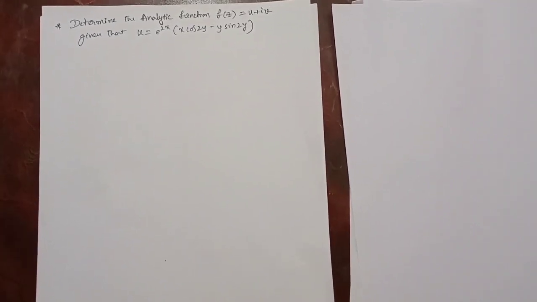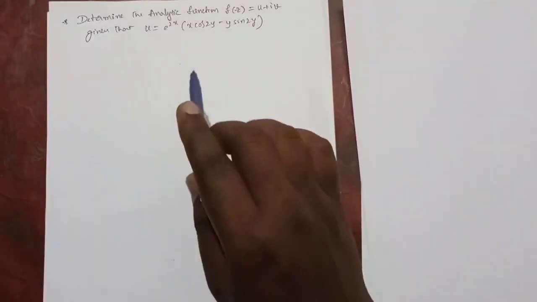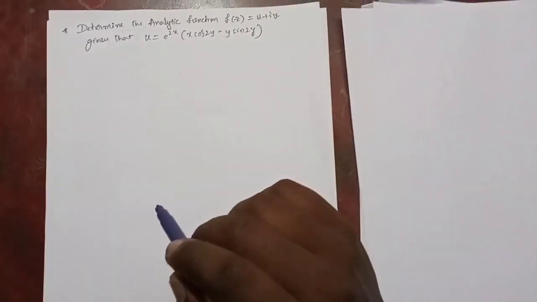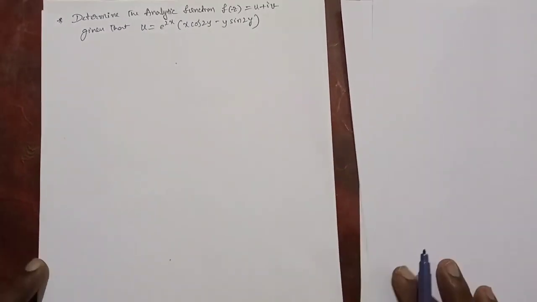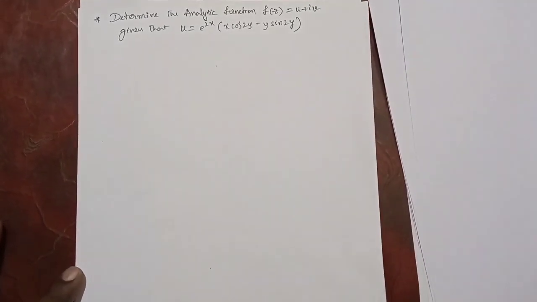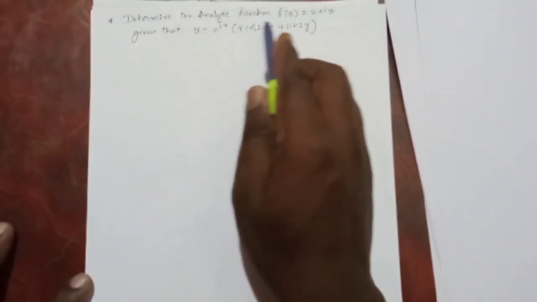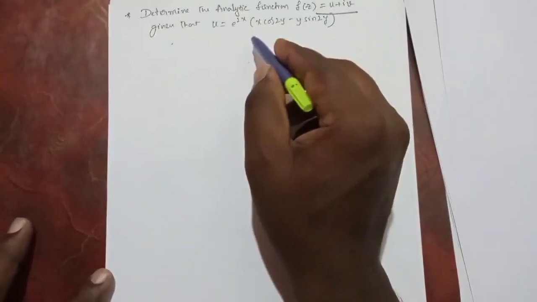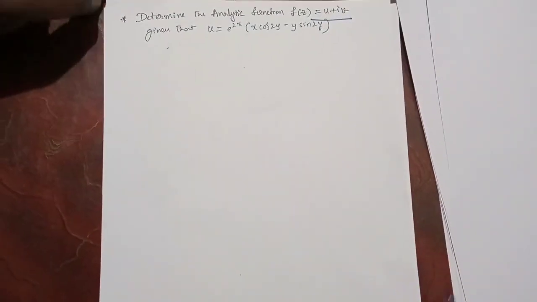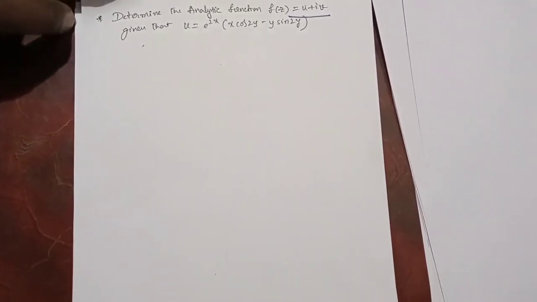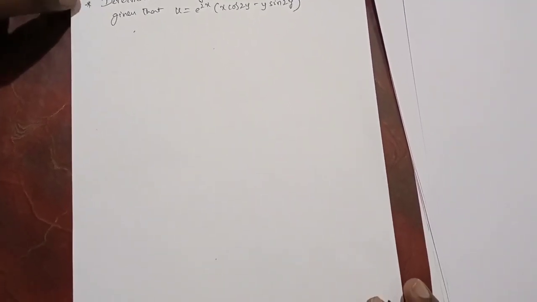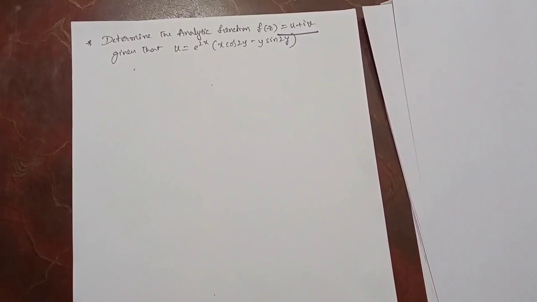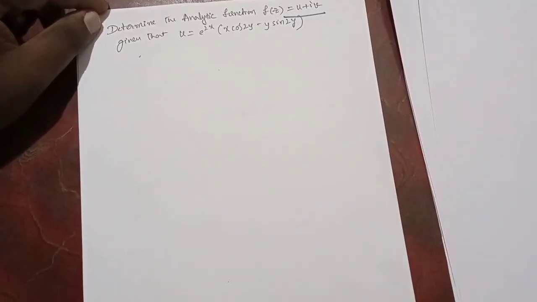In this video, we are going to solve the problems on construction of an analytic function when its real or imaginary part is given. Here is a question. Determine the analytic function f of z, in the form u plus iv, given that u equals e power 2x into (x cos 2y minus y sin 2y). Here the given part is the real part, so using that we have to find the analytic function.